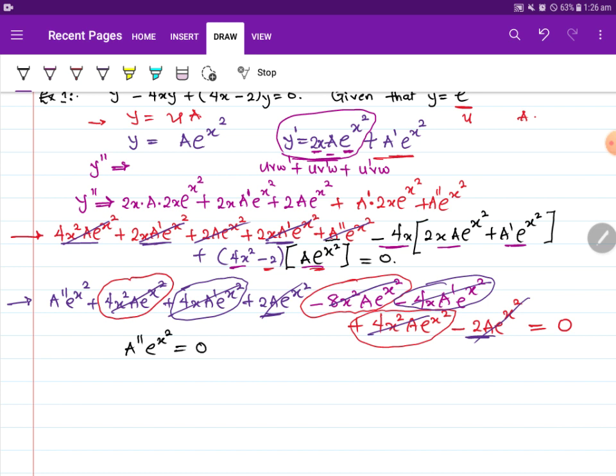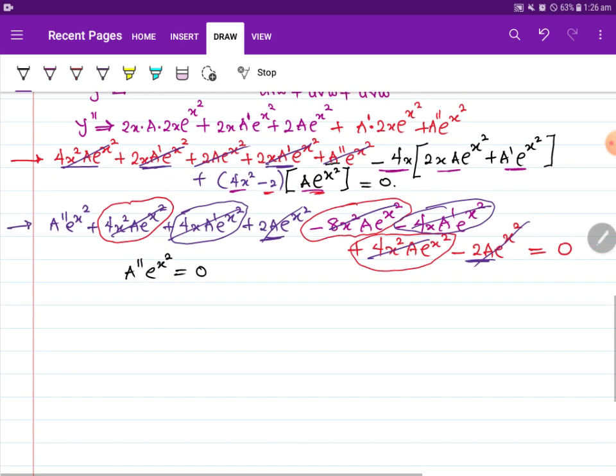Okay, since it's equal to 0, then I can say that it is equal to 0. Accepted. Now at the end of everything, exponential a prime prime is equal to 0. Okay, but what is a prime prime? Recall that we said z is equal to a prime, therefore z prime is equal to a prime prime. So in place of this a prime prime, I have z prime is equal to 0.